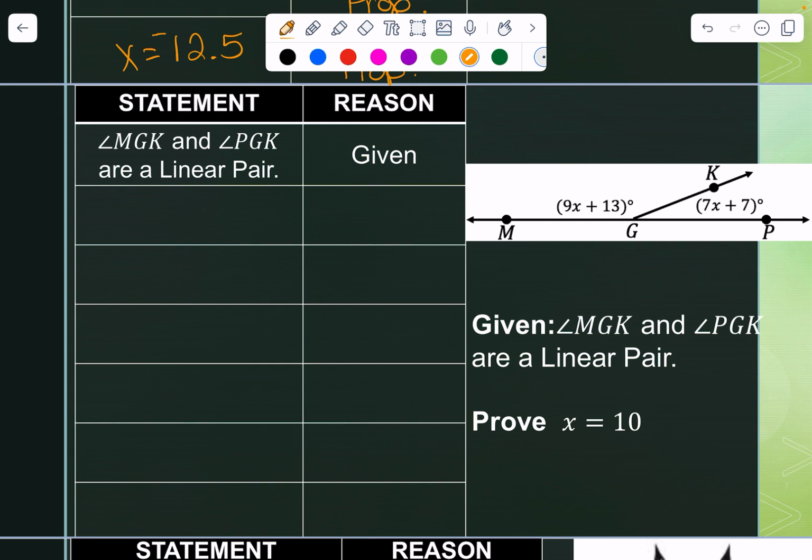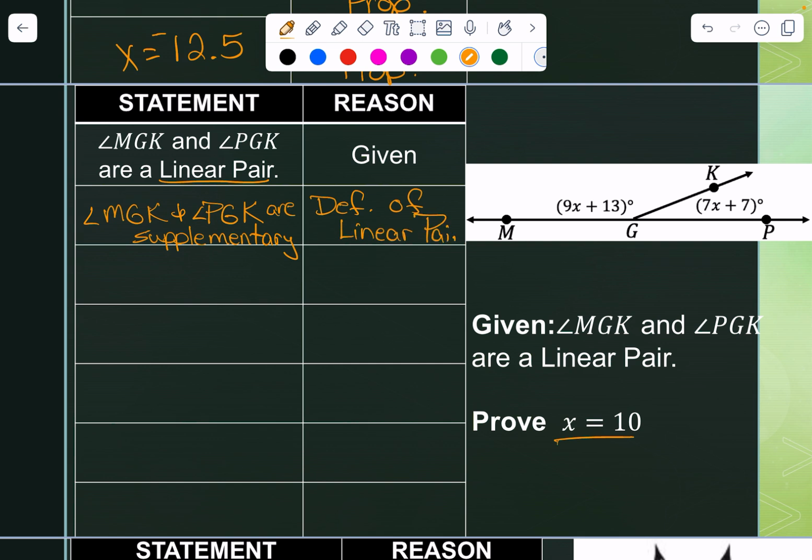Okay, we got 3 more here to go through. So we start off, angle MGK and angle PGK are a linear pair. And I'm going to be proving something with algebra here. So I'm going to start off, I know they're a linear pair, so what that gives me is angle MGK and angle PGK are supplementary. Okay? And that is from the definition of a linear pair.